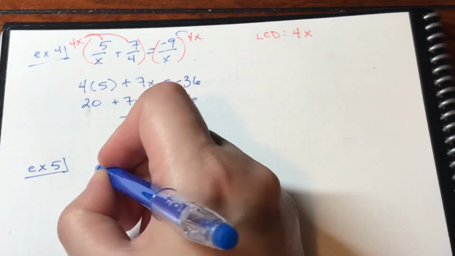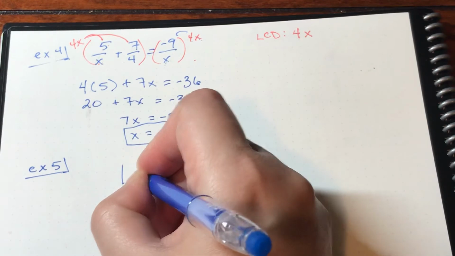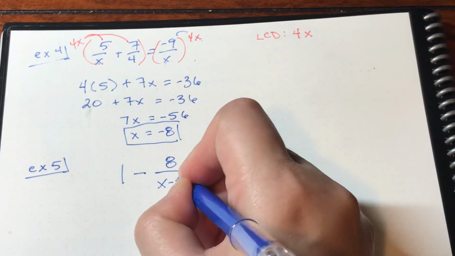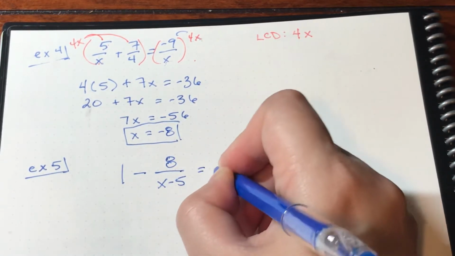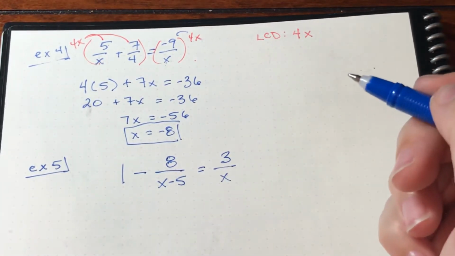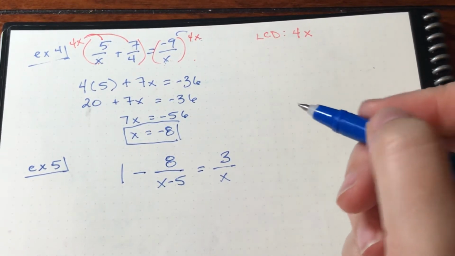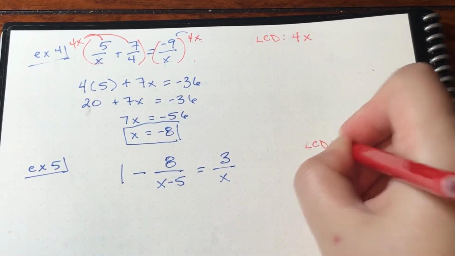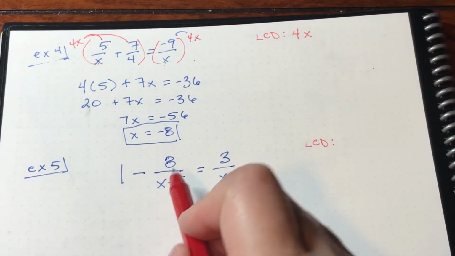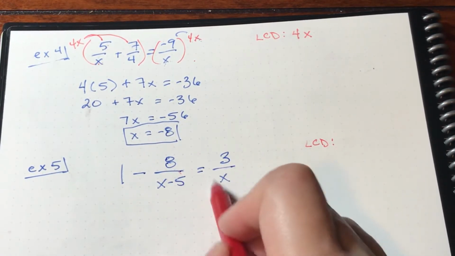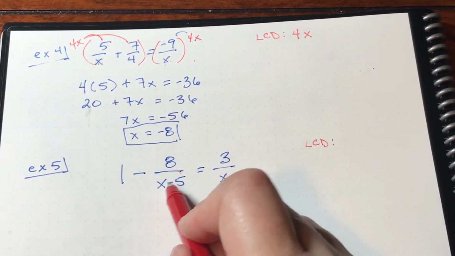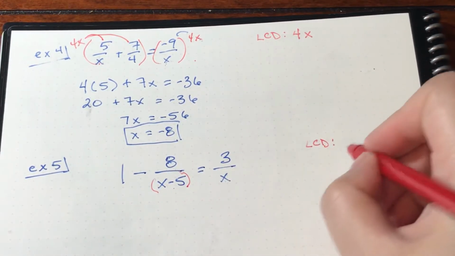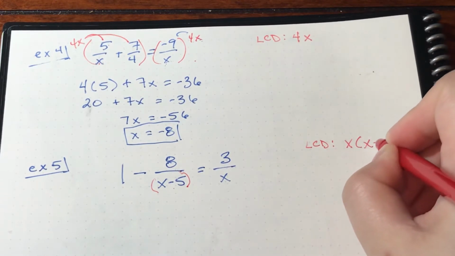All right, so the next one, 1 minus 8 divided by x minus 5 equals 3 divided by x. All right, so I want to find my LCD again. So I have a denominator here and a denominator here. This minus means that I have to treat this whole thing as one chunk, so it's different than the x. So I need x times x minus 5.